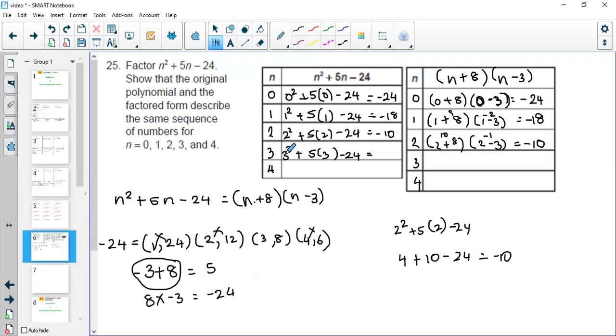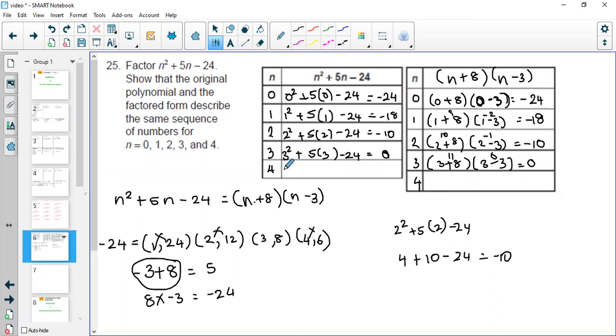3 squared is 9. Then 5 multiplied by 3 is 15. 9 plus 15 is going to give you 24. 24 minus 24 is going to get you 0. All right. So similarly here, 3 plus 8 and 3 minus 3. This is going to give you an 11, and 3 minus 3 is going to give you 0. So 11 multiplied by 0 is going to give you 0 also, right?